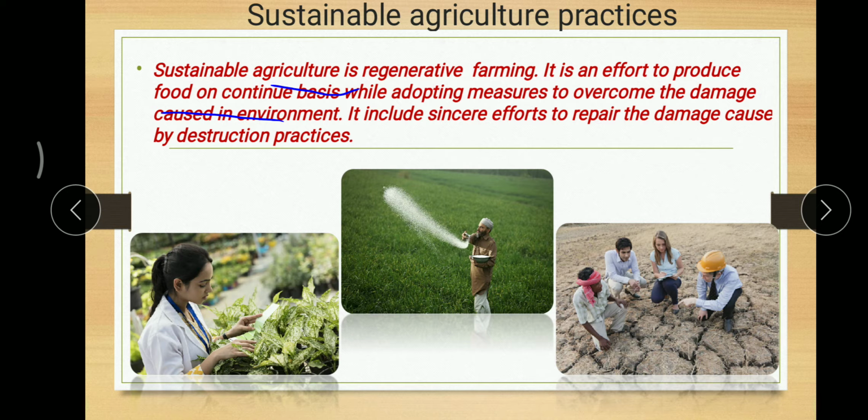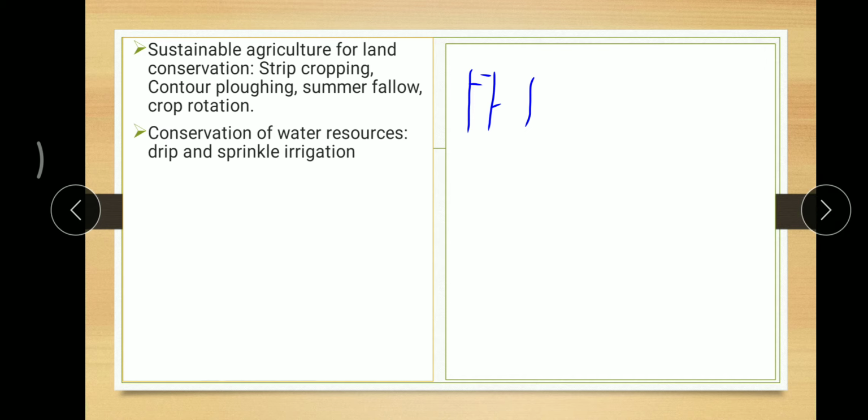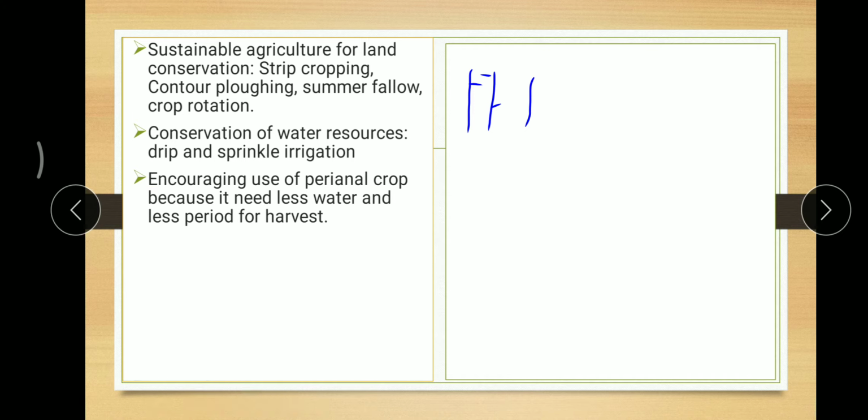In sustainable agriculture practices, I have mentioned some practices here in the next slide. The main motto of sustainable agriculture is to repair whatever damage has been done till now. First we have to repair the soil, and for repairing the soil, the land conservation principle will be followed.